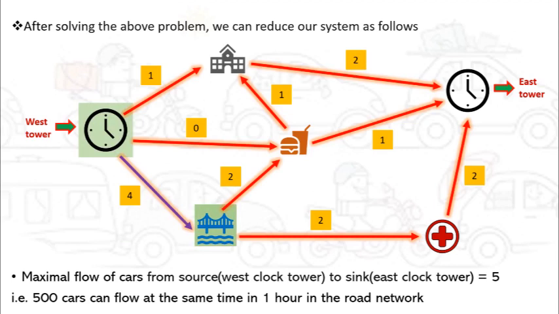But in the initial stage we saw that 1000 cars can flow through this road. So we can say that without having a traffic problem, the maximum number of cars that can flow through the West Clock Tower to the bridge is 400. Further necessary steps can be taken to reduce the traffic, such as widening the bridge, road, etc.